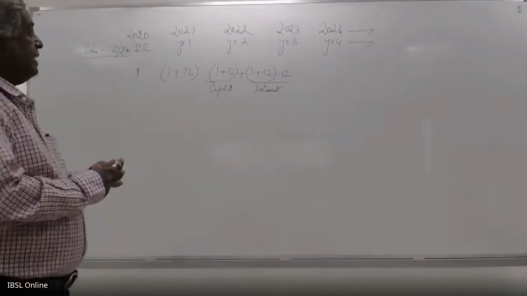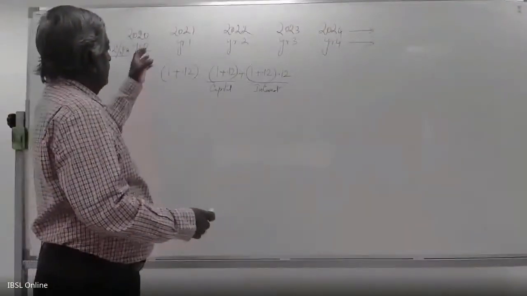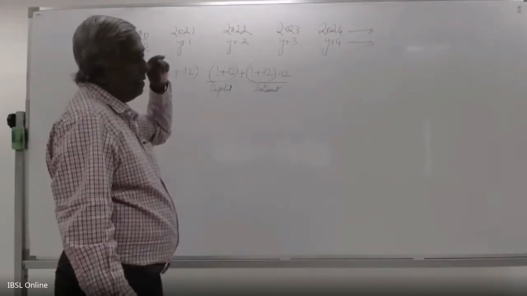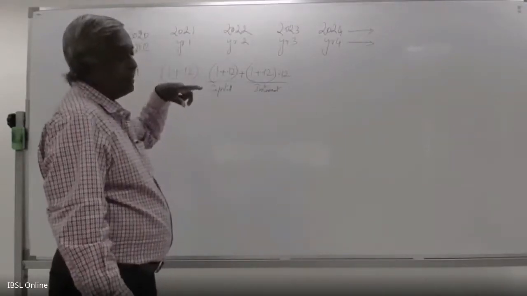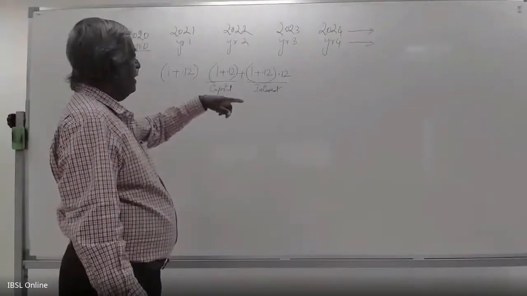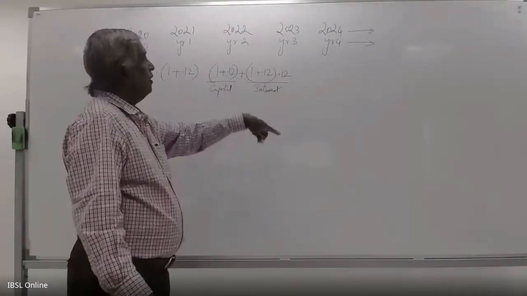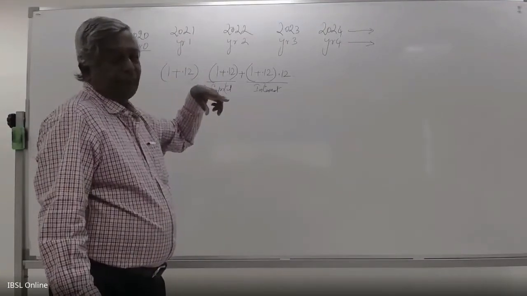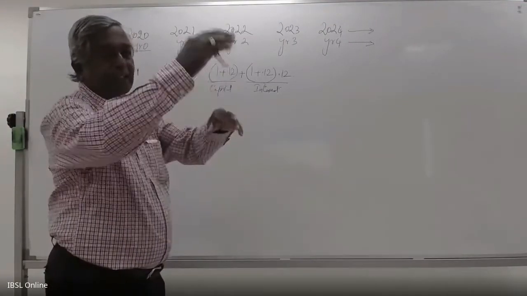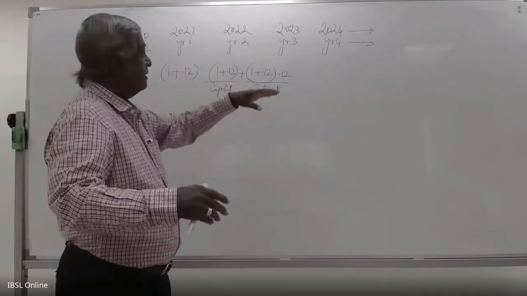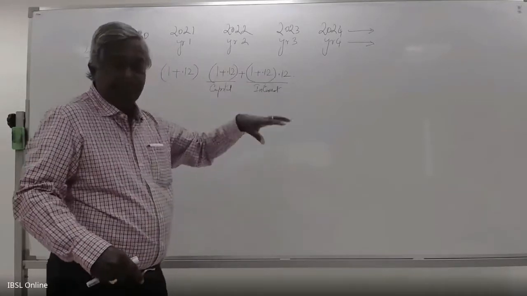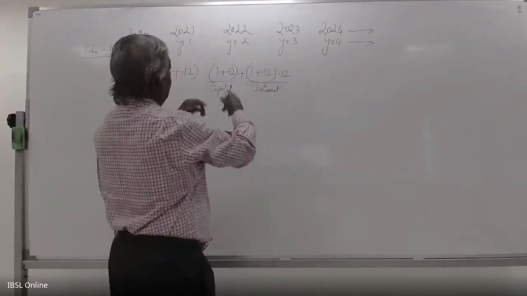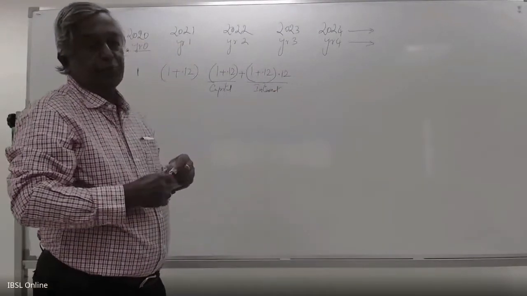So in the second year, the first year 1 is going to be the capital, that is, 1 plus 0.12 is the capital that is going to earn interest. So that interest will be 1 plus 0.12 into 0.12. If you put 100, you will get this amount. This is the interest. So this is the total amount you will have in the year 2.